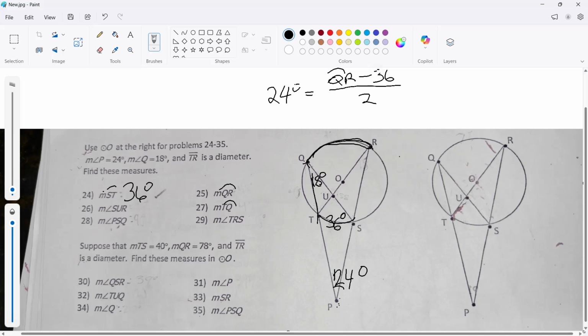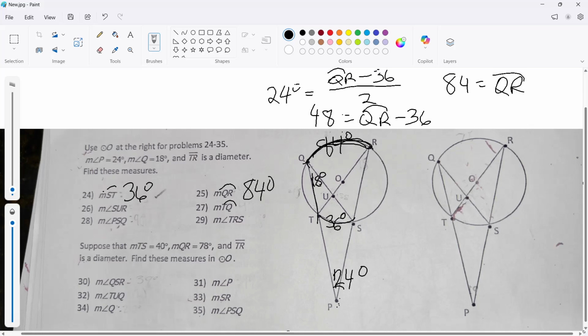Okay, I multiply both sides by 2: 48 equals arc QR minus 36. I will add 36 to both sides. 48 plus 36 is 84. 84 equals arc QR. 84 degrees. Okay, so that 24 equals 1/2 of 84 minus 36. So QR is 84 degrees.